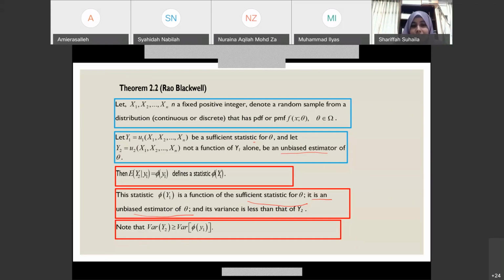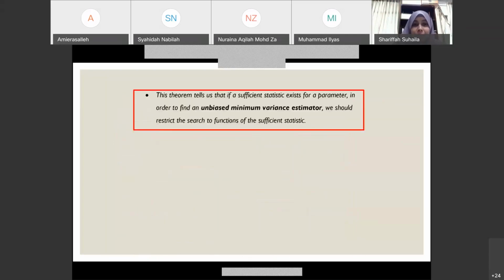Okay, so this statistic phi Y1 is also a function of the sufficient statistic and it is also an unbiased estimator. And if we compute the variance, phi Y1 is less than variance Y2, then we call phi Y1 the uniformly minimum variance unbiased estimator. Okay, so other than the Cramer-Rao lower bound that you already learned previously, this is an alternative technique to find the unbiased minimum variance estimator.